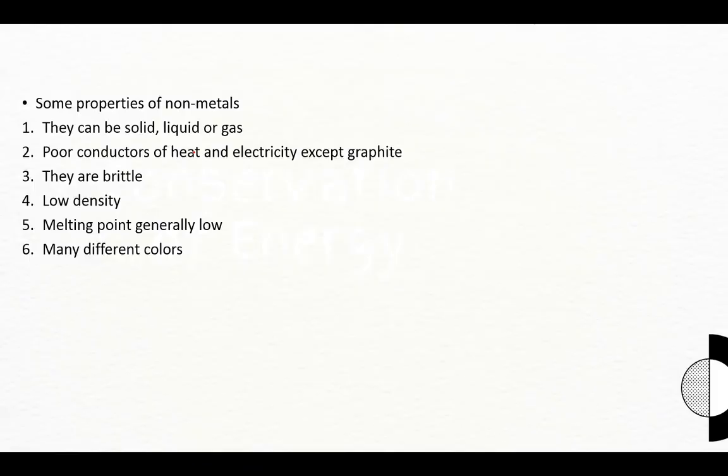And what are some properties of non-metals? Well, they can be either solid, liquid, or gas. They come in different states. They are poor conductors of heat and electricity, with the exception of graphite. They are very brittle. They have low density. They have melting points that are generally very low compared to metals. And again, compared to metals, in terms of color, they come in various different colors.